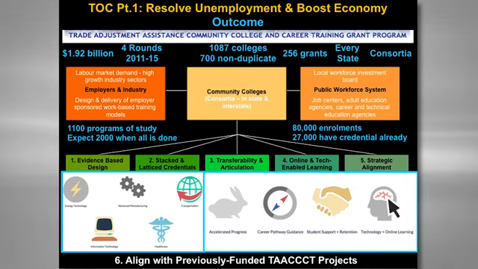So, we know that they invested a large amount of money across 4 rounds, 1,087 colleges, 256 grants, every state, mostly consortia, lots of consortia within state, but also between states. And then, just at this point in time, this is what's happened so far: 1,100 new programs. They're expecting something like 2,000. And already so far, 80,000 enrollments and 27,000 have already completed.